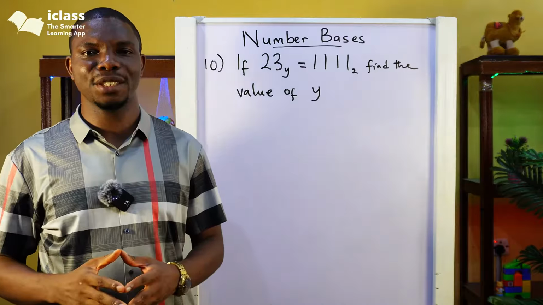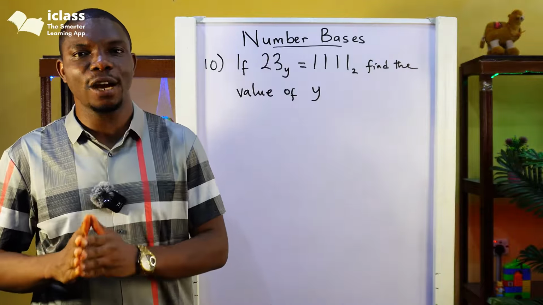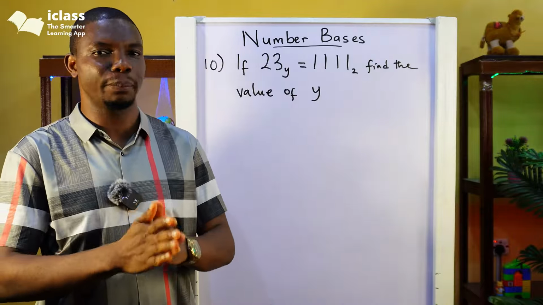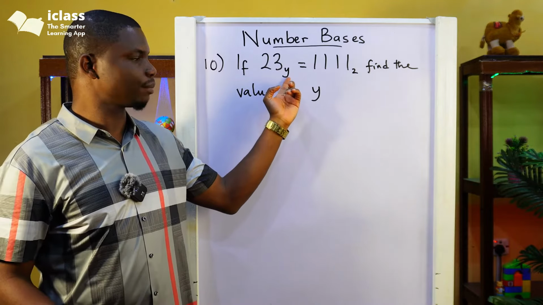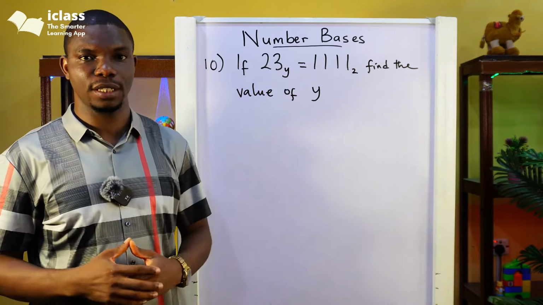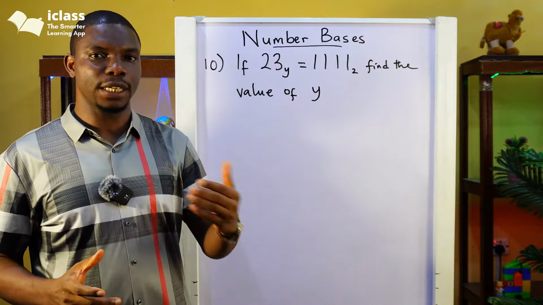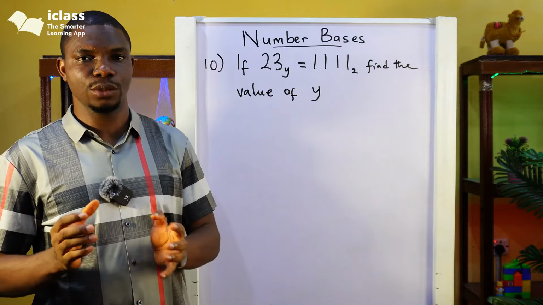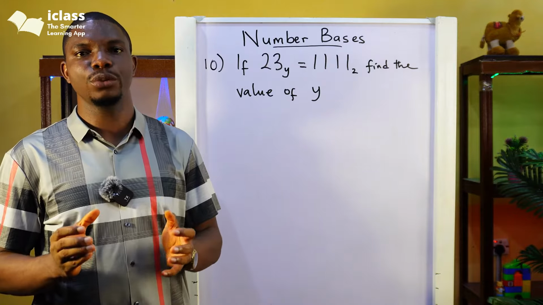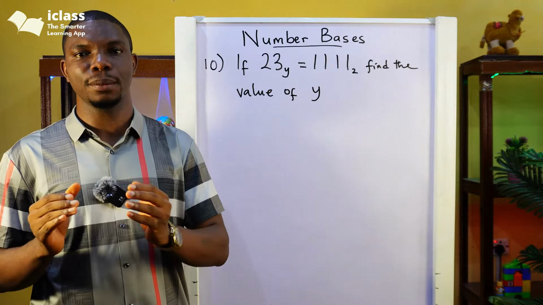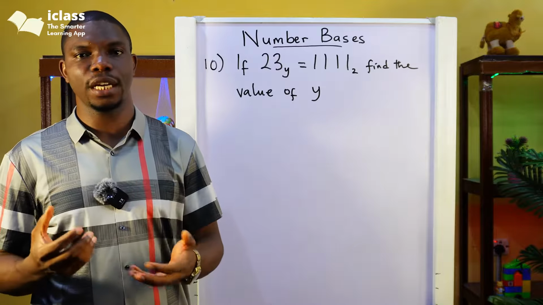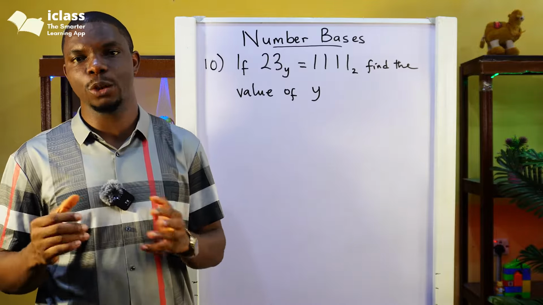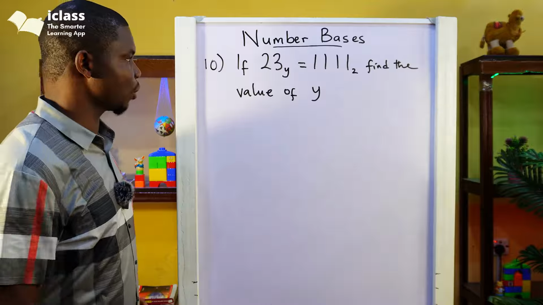We are making progress. We are now looking at how to determine an unknown base. Like in this case, what base is this 23? This y, what base is it? In the last question, I showed you that to determine an unknown base, you try to convert that unknown base to base 10, and you arrive at an equation that helps you find the unknown base. So that's the same thing we're going to do here.